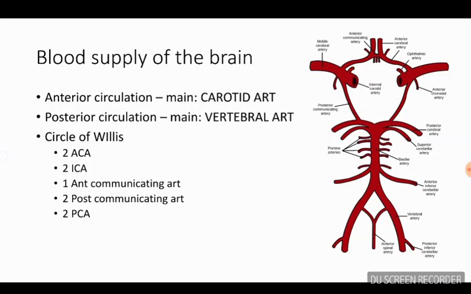Then the last part of the anatomy is the blood supply of the brain. The anterior circulation comes from the common carotid artery, while the posterior circulation comes from the vertebral artery. Then you have your circle of Willis. This picture here is the inferior view.